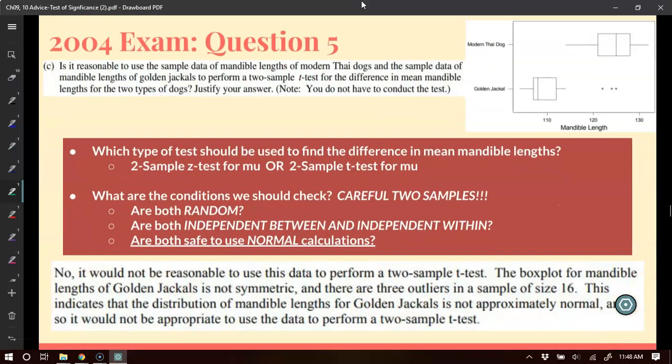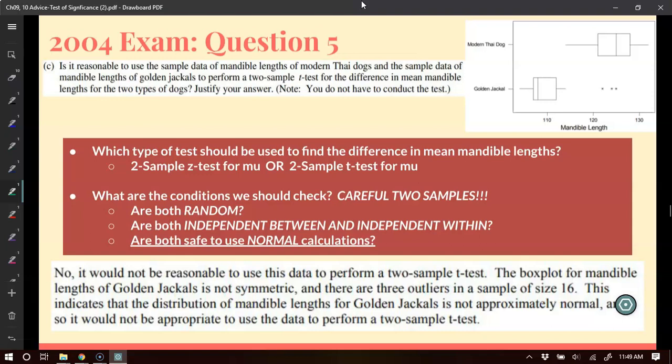Part C, is it reasonable to use the sample data mandible lengths of Thai dogs for a 2-sample t-test for the difference in mean mandible lengths? So now we're looking at a 2-sample on it. So are we looking for a 2-sample Z-test, 2-sample T-test? Now it told us a 2-sample T, and that's because we don't know the standard deviation of the populations.